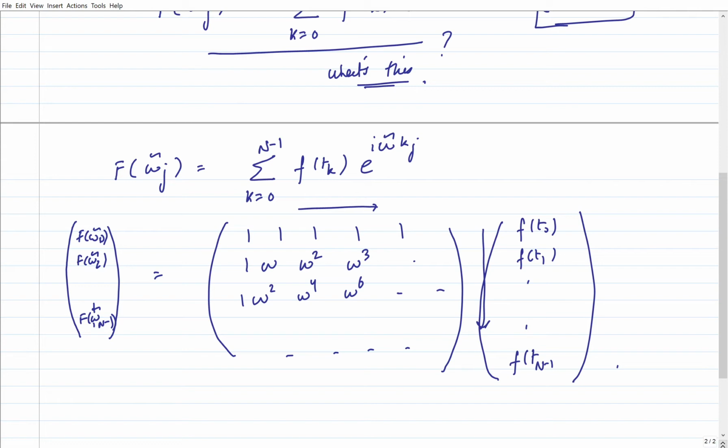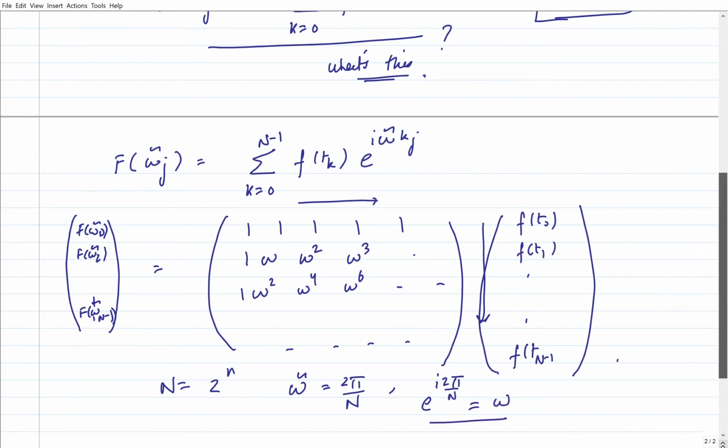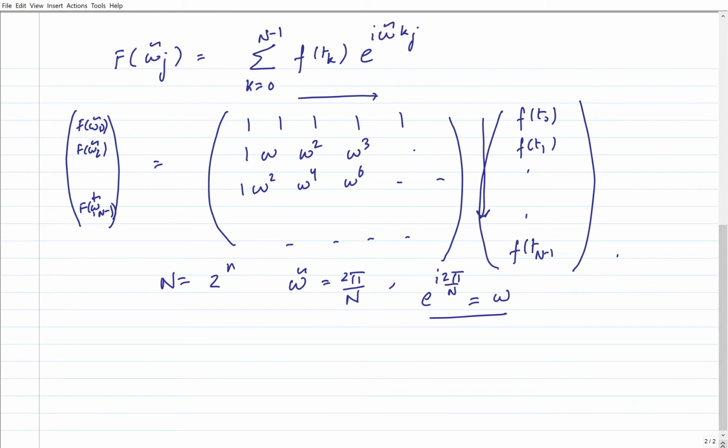So that essentially is my operation of Fourier transform. And I can choose n to be a power of 2, and my frequency is 2 pi over n. That's just what I'm going to work with. Then I have that as my omega, and essentially my Fourier transform is the same thing.